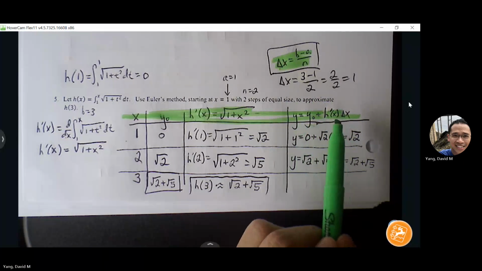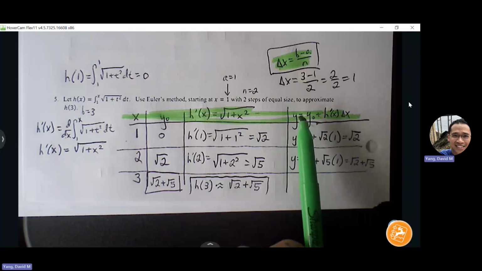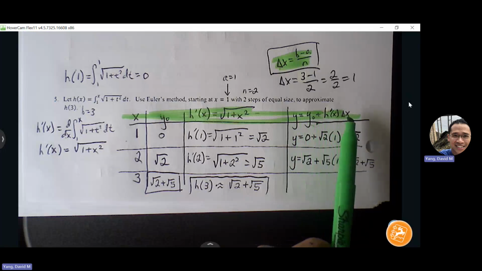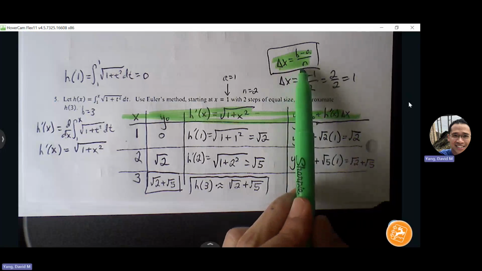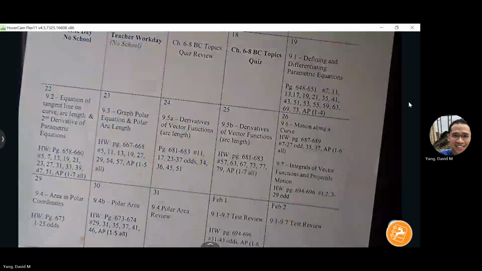But rearranged in a way so that you know how to pull that information. You got y sub 0, you got your slope, and then you have your delta x, and then your step size formula, delta x equals b minus a over n. If you know that, then it should feel like a simple process. It's just a little bit tedious, but it's not too hard. Any questions?